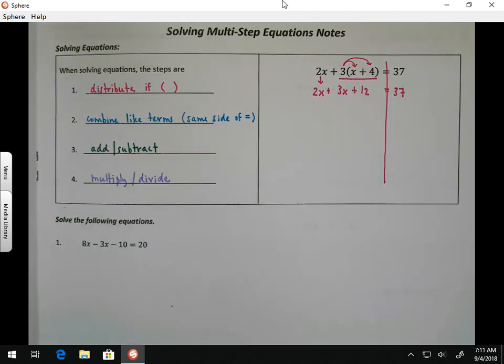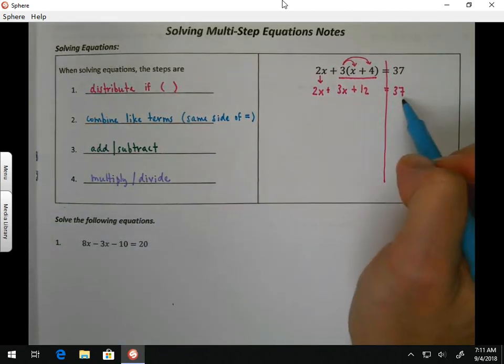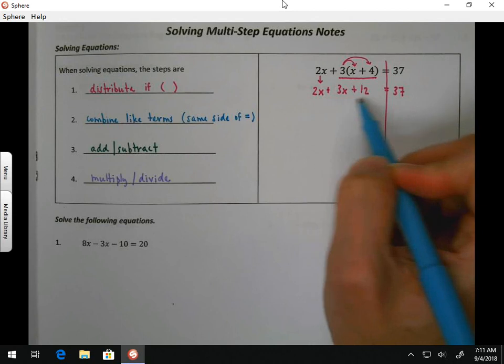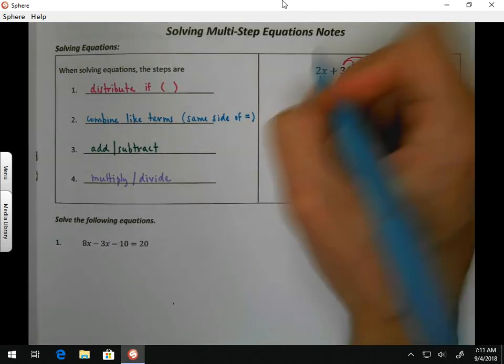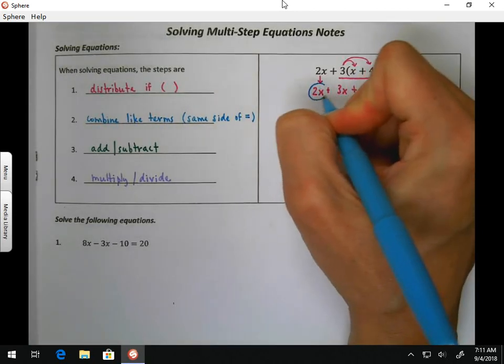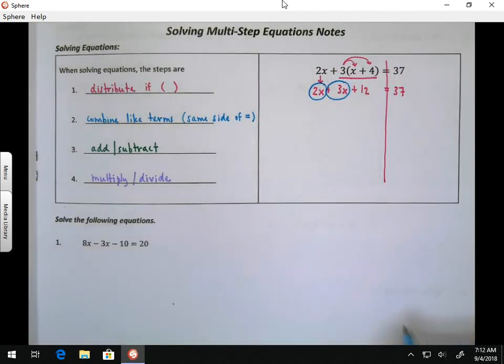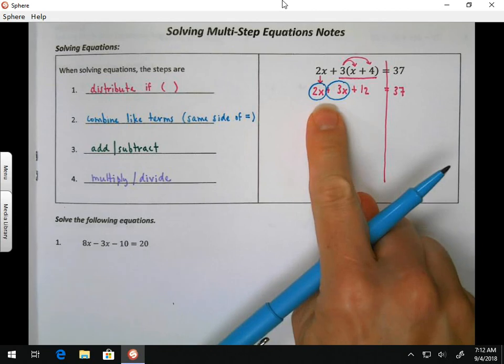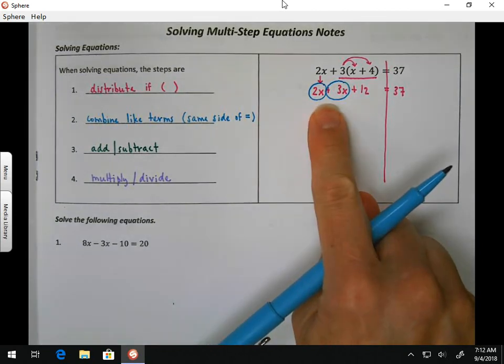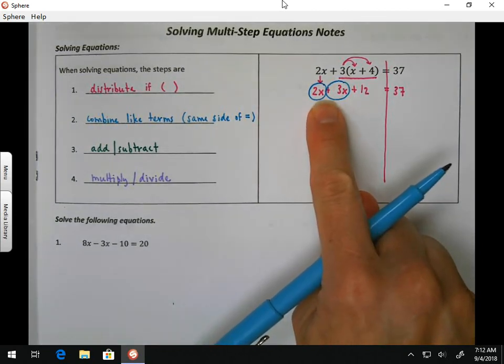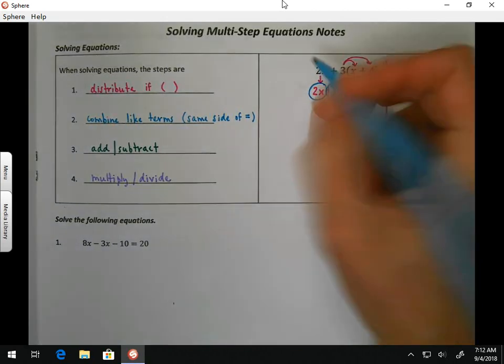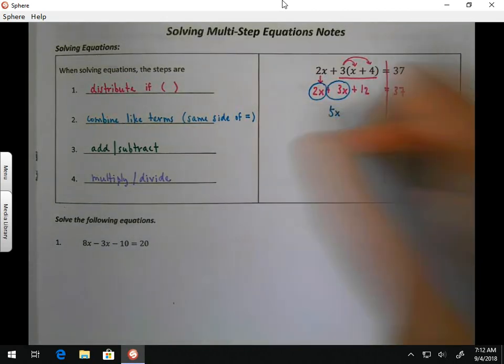Now, the next thing I'm going to do, obviously in this case, all my variables are on the left side of the equal sign here. And I notice that I have this positive 2x and I have a positive 3x term. Since those like terms are on the same side of the equal sign, I'm going to go ahead and combine them by adding their coefficients. So here I have 3 plus 2, which is going to give me a positive 5x.